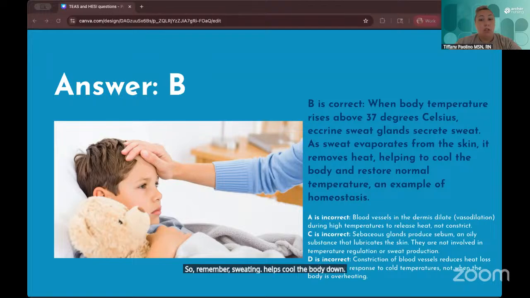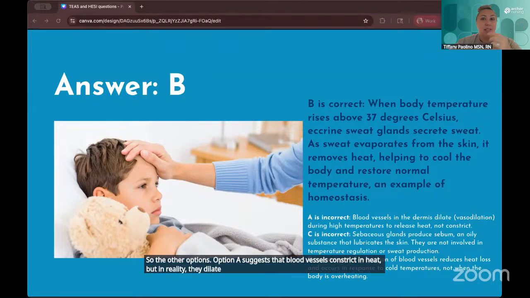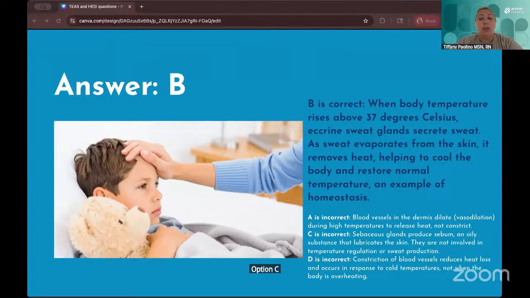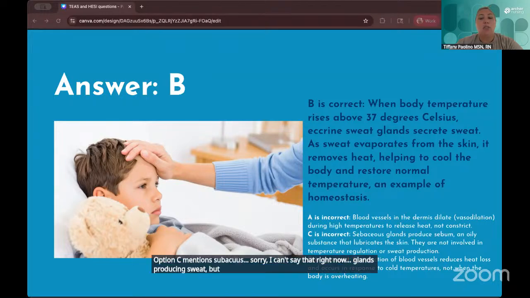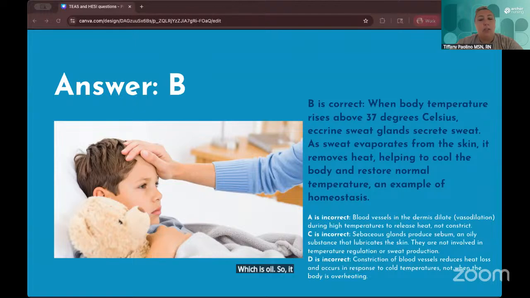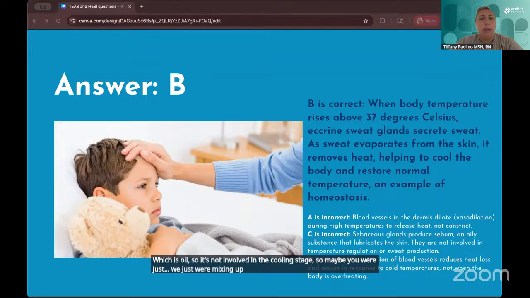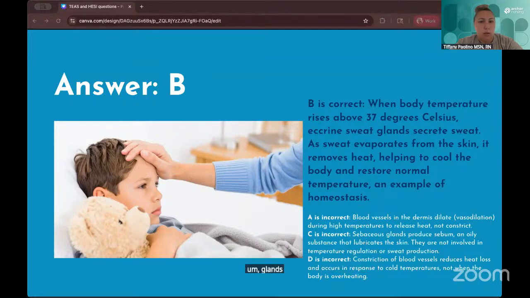So the other options: option A suggests that blood vessels constrict in heat, but in reality they dilate. Someone just typed that in the chat on Zoom. Yeah, they dilate. Option C mentions sebaceous, sorry, I can't say that right now, glands producing sweat, but these glands actually release sebum, which is oil. So it's not involved in the cooling stage. Maybe we were just mixing up which glands release the sweat.